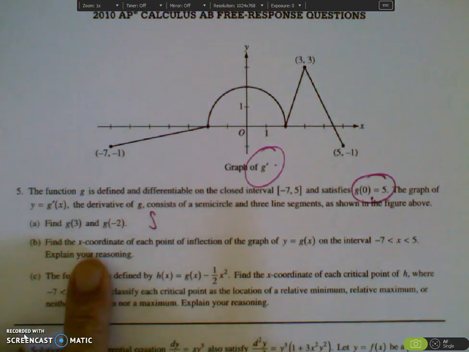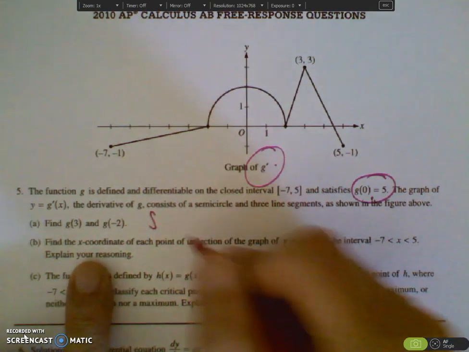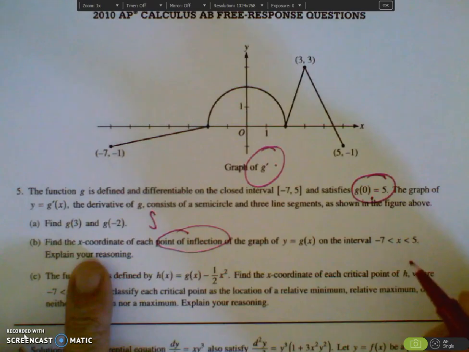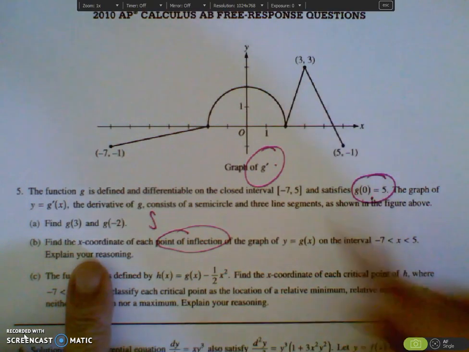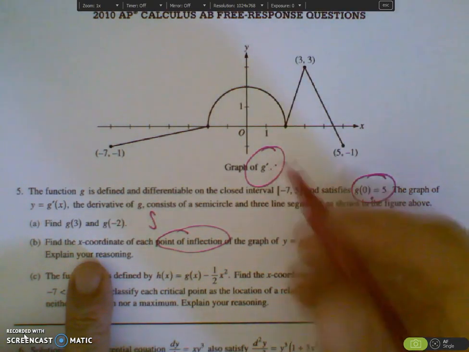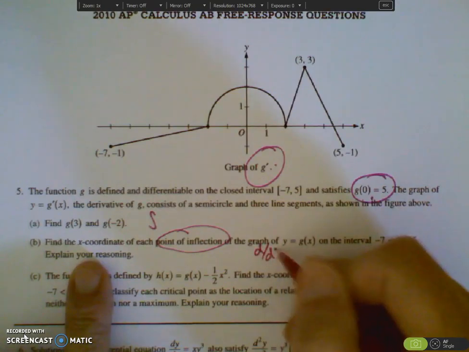In part B it says, find the x-coordinate of each point of inflection. Well, to get a point of inflection, I'll need to set the second derivative equal to 0. That means taking the derivative of g prime. So I'm going to call this a derivative problem.